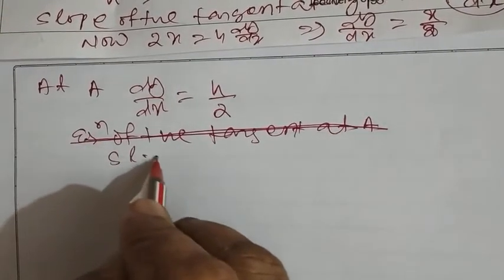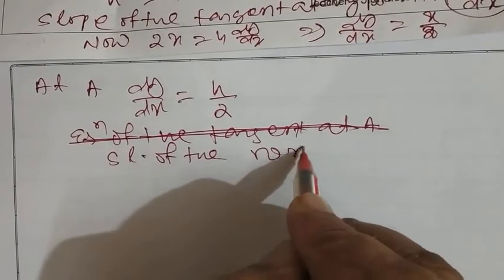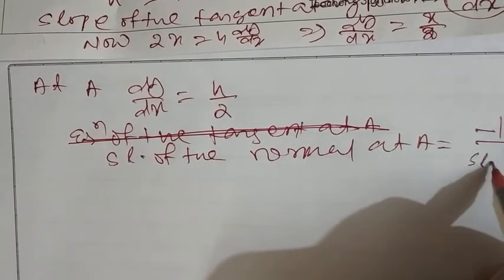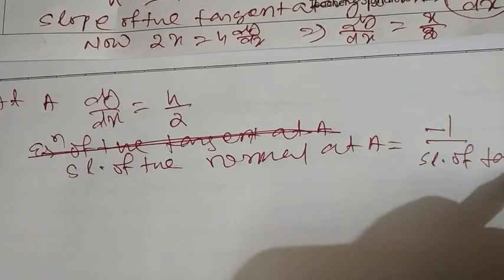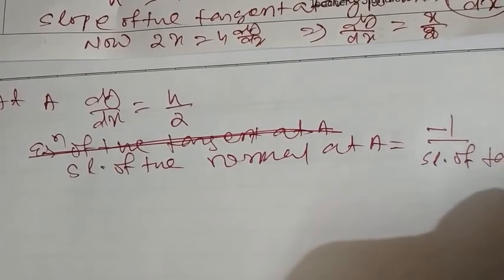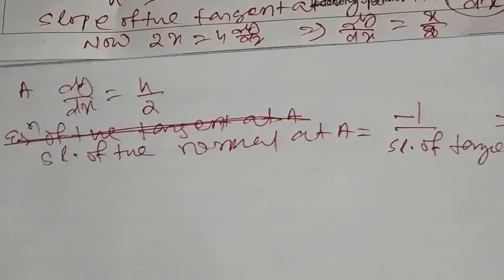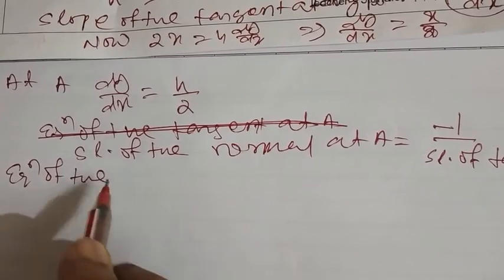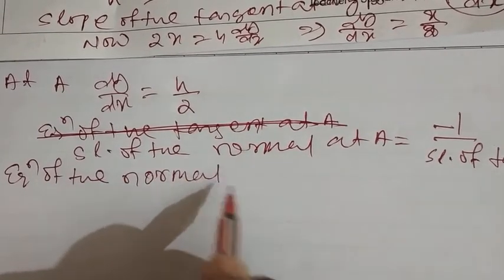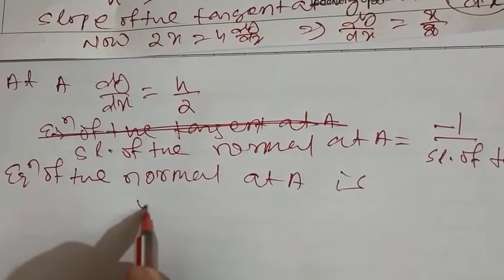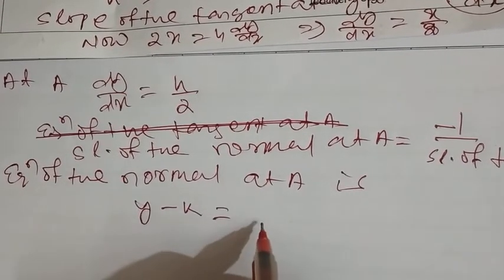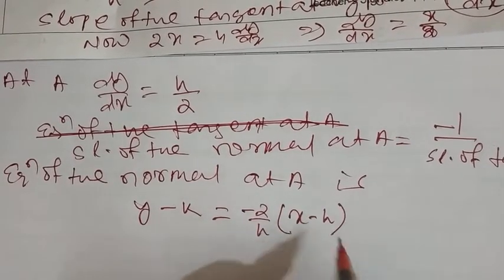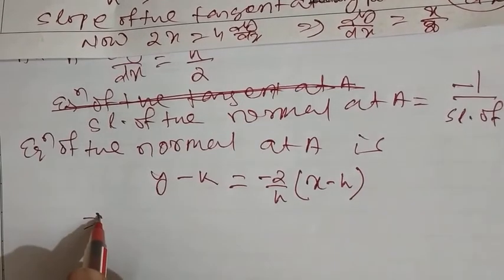Okay. The slope of the normal at A is minus 1 by slope of tangent, that is minus 2 by h. Okay? Now, equation of the normal at A is y minus y1 means k, m क्या है minus 2 by h, x minus x1 means h. Over.